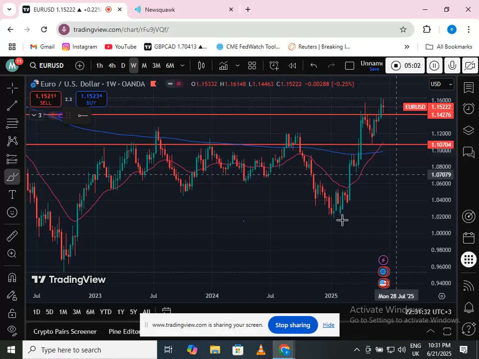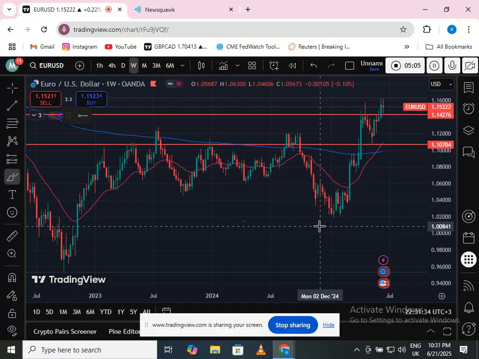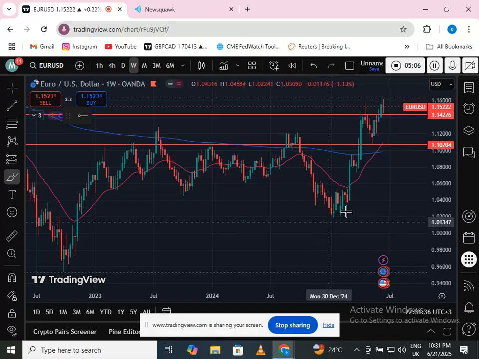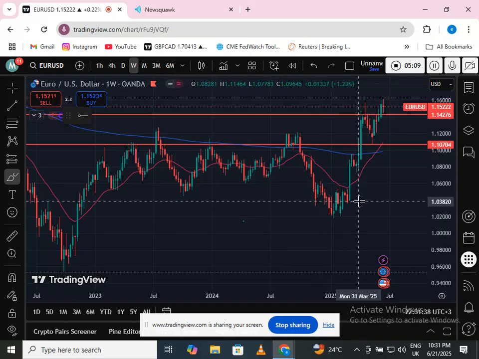So what is our main target on the EURUSD? On the EURUSD, we have been looking for buying positions, and since around 1.03, we've been buying this pair, and our first take profit target is going to be 1.20. Why do I say the EURUSD is a buy position?